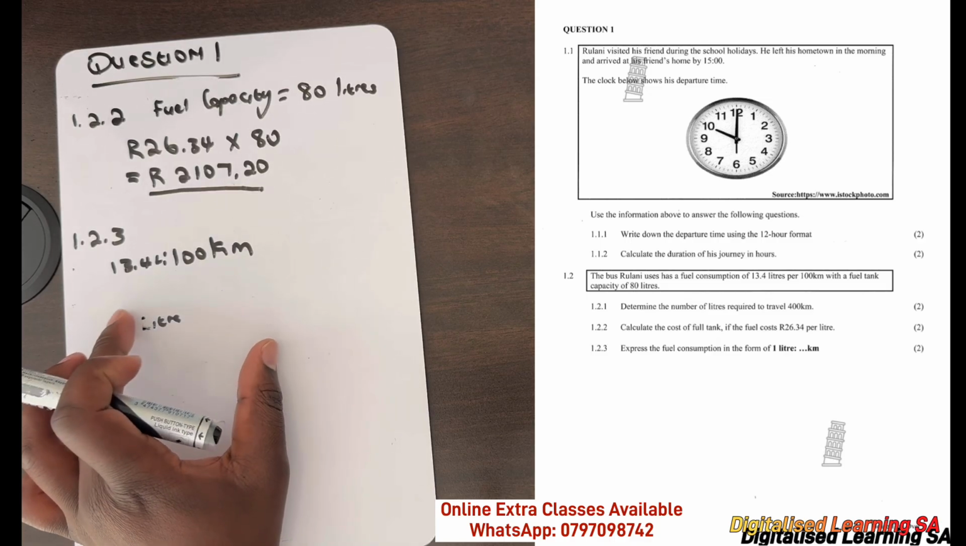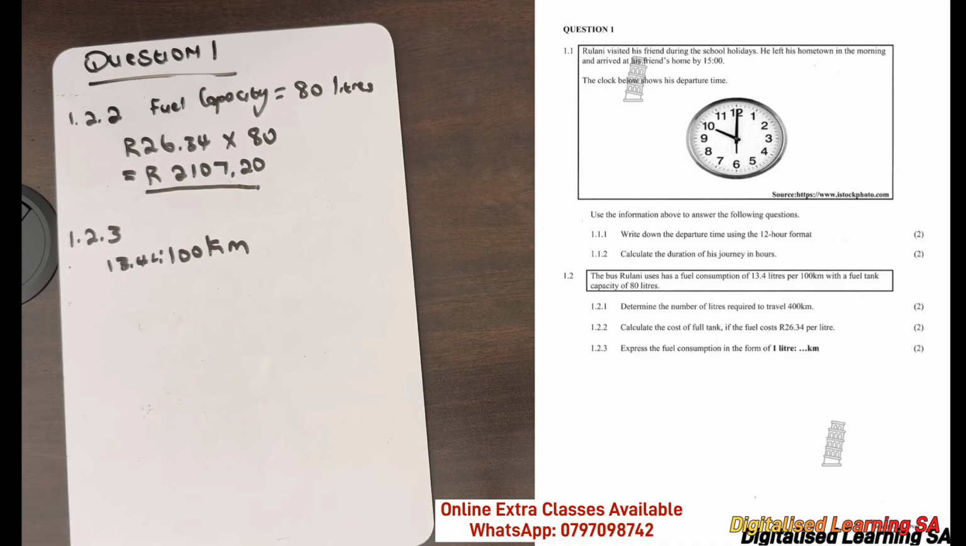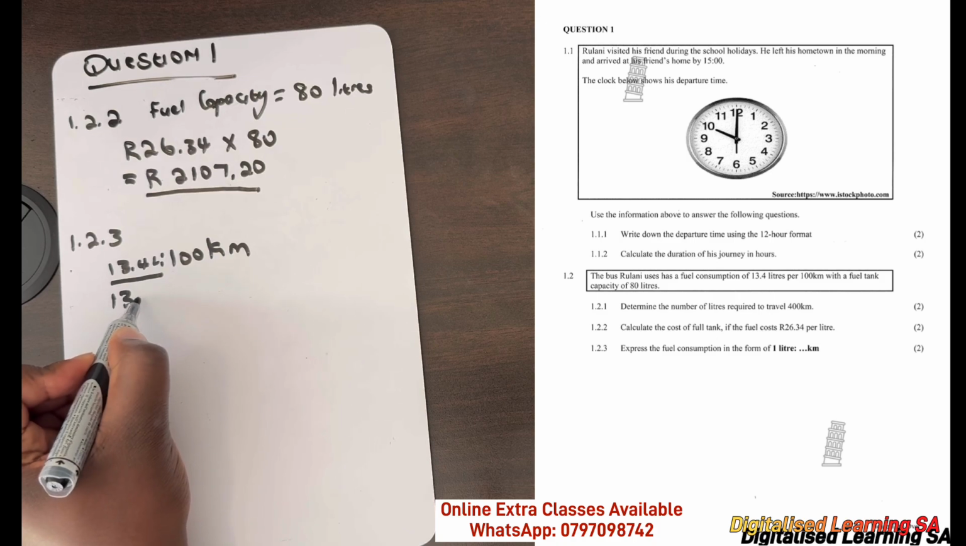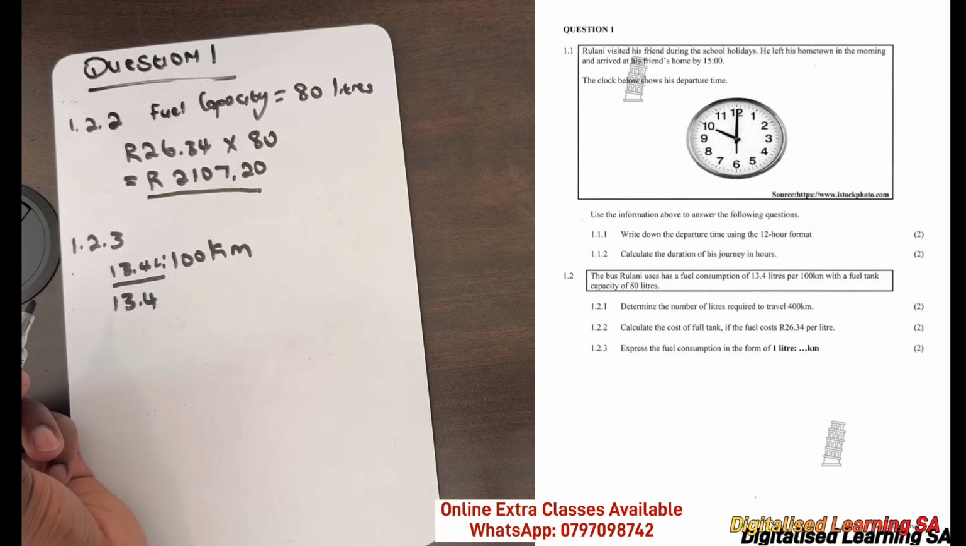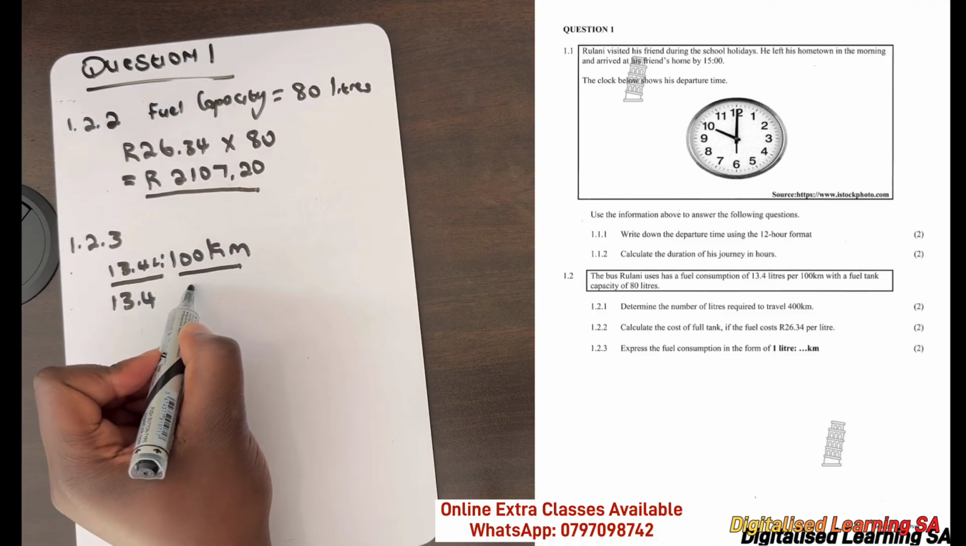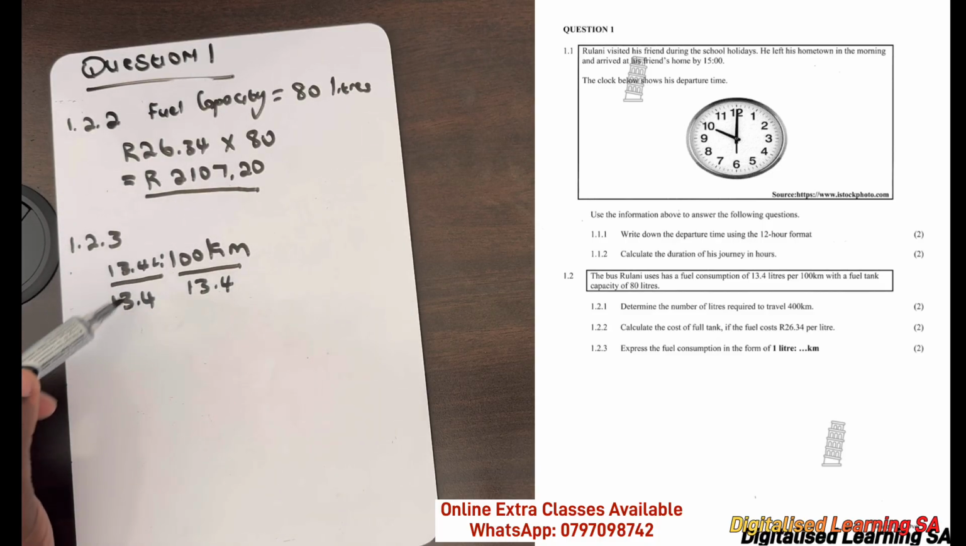To get 1 on our left hand side, we divide by 13.4. Remember that any number divided by itself, the answer will always be 1. So we will divide this side by 13.4. And remember that what you do on your left hand side, you also need to do on your right hand side, meaning that even on our right hand side, we are still going to divide by 13.4.